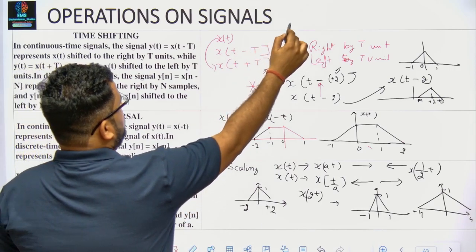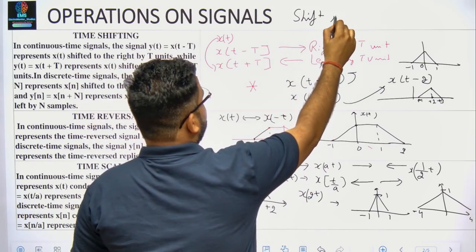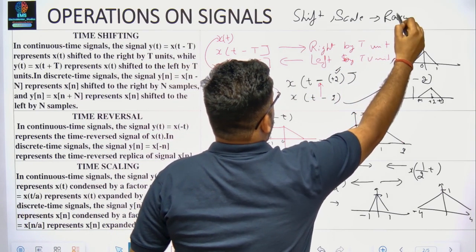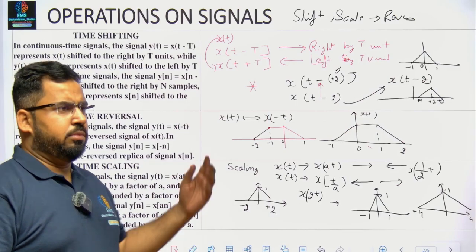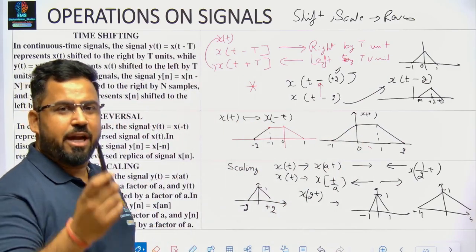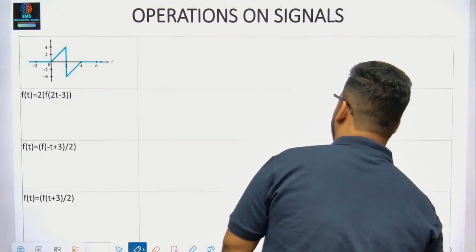The order says first you shift, then you scale, and then you reverse. Okay. There are some texts which say reverse, shift, scale, whatever it is. Now, point is, I don't want you to remember this thing. Just go with your mathematical instinct.